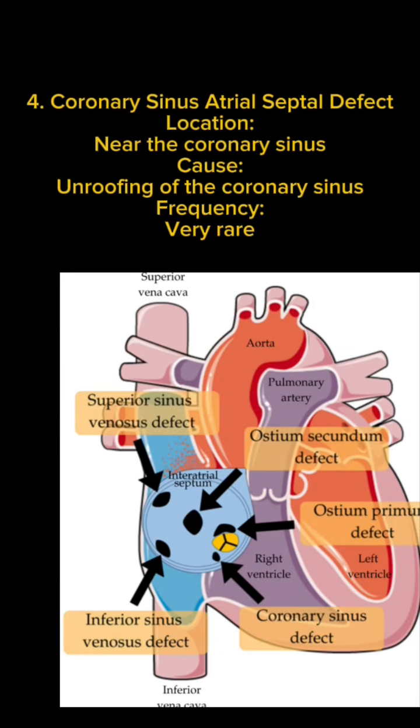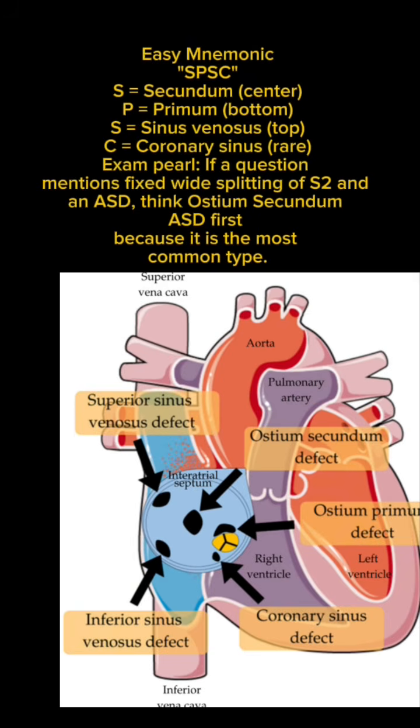4. Coronary sinus atrial septal defect. Location: near the coronary sinus. Cause: unroofing of the coronary sinus. Frequency: very rare. Easy mnemonic, SPSC. S equals secundum, P equals primum, S equals sinus venosus, C equals coronary sinus.